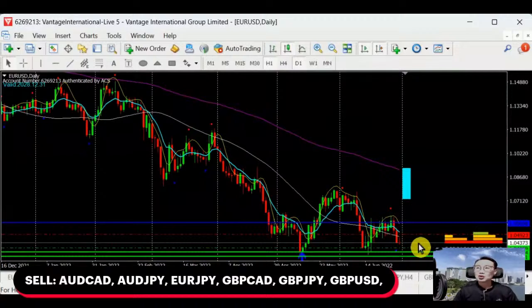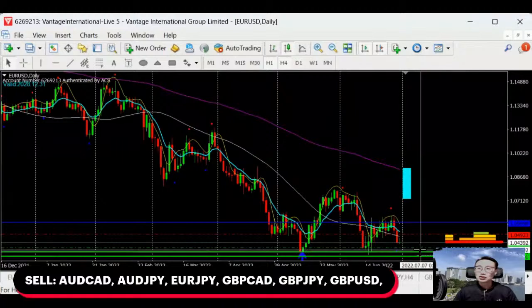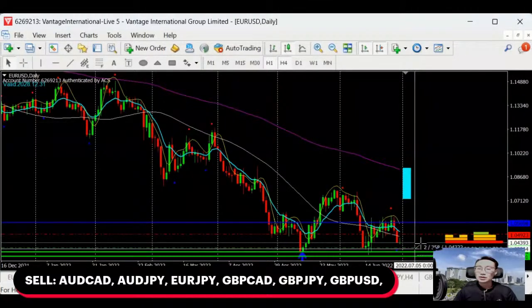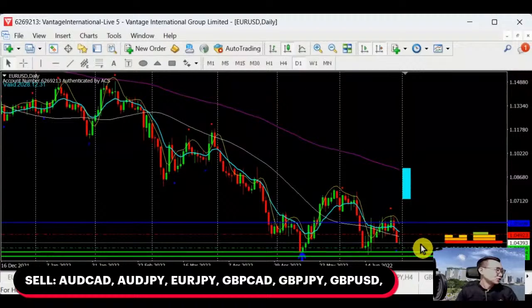Based on the current situation, I would say that selling is possible to retest the euro dollar support, the day one support over here. So this is quite near. So yeah, you can pay attention to this. You may just take it as a reference, as you can see.